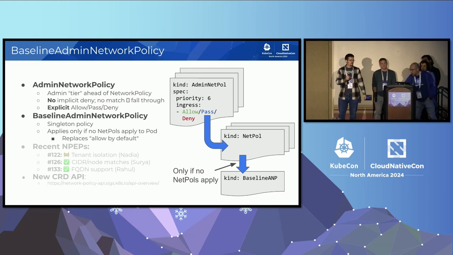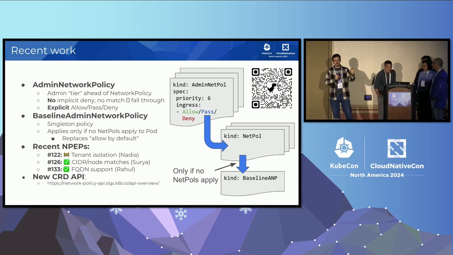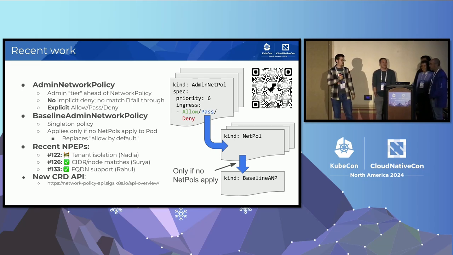Yeah, next slide, please. I wanted to call out some recent enhancements that have been made. So we have NPEP 122, which is tenant isolation. That's a work in progress. So that's one of the things that the working group wants to achieve, is a good way to do these isolated tenant namespaces. Nadia's been pushing that forward, and we have a few different possible ways of doing it, and we're trying to hash that all out. So that's why that one's marked as in progress.